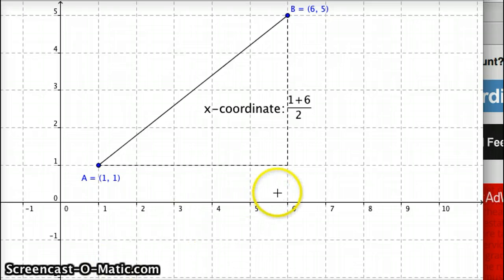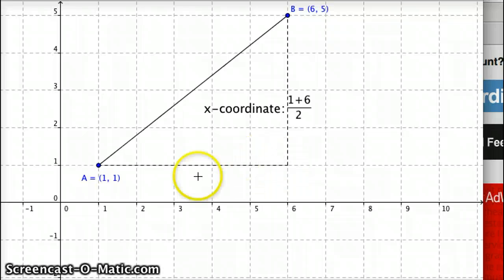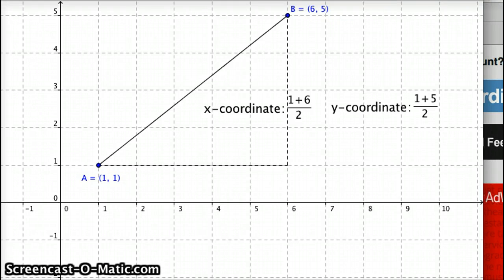Well, we can do the exact same thing with the Y coordinate of our midpoint. We look at the Y components of our segment. Here the Y coordinate at A was 1 and at B is 5. So we can look at just this segment to see how much it's changed. Again, we're looking at the midpoint from 1 to 5. To do that, find the average of 1 and 5. So add them up and divide by 2.